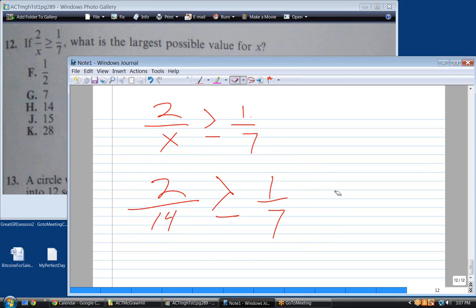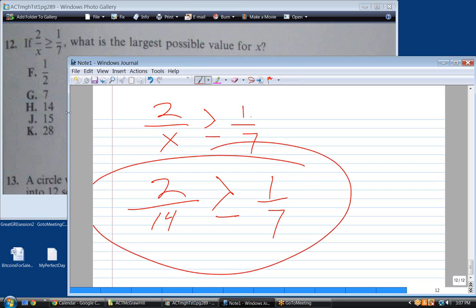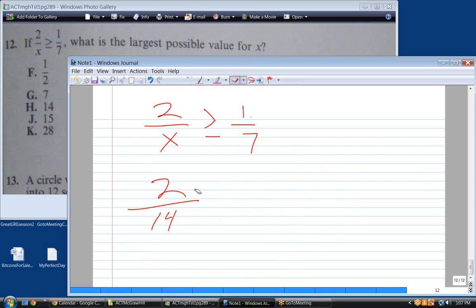Now, look at this carefully. Do you need to use your calculator to determine whether that's true or not? No, because it's the same. Aha. 14 is the answer. Now, had I cross-multiplied here, I would have gotten 14 immediately. And if you'd answered that, you'd have been correct.